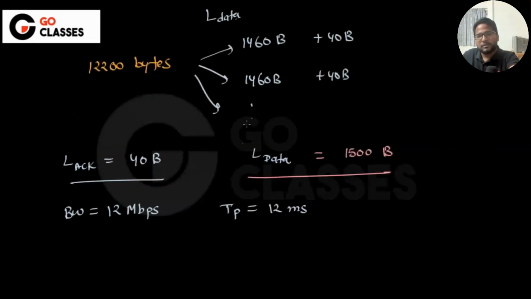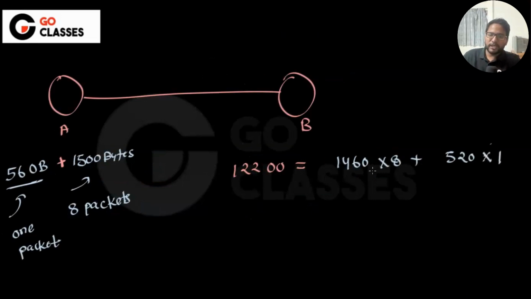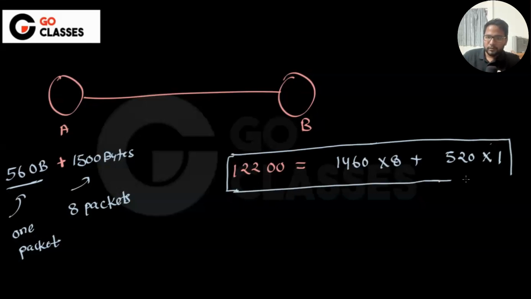You just need to basically check that this 12200 should be, can you quickly verify whether it is correct? This should be 1460 into 8 plus 520 into 1. Can you quickly check, anyone, if this equation holds? Okay, this must hold. Now, that's great. So now basically we are sending this much data in that proportion.